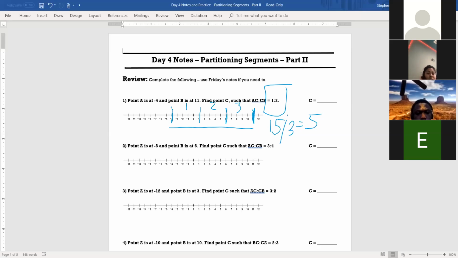Let's try one more. Let's do number 3 here. So point A is way over here at -12, and B is at point 3. And we have a 3-to-2 segment. So Leslie, I know you're on mute, but if you don't mind, how many partitions will we have?